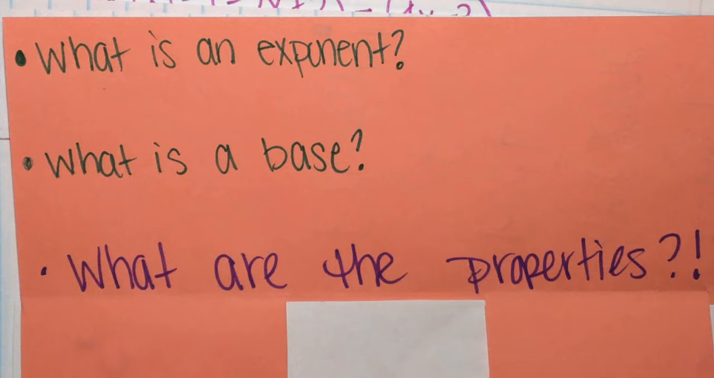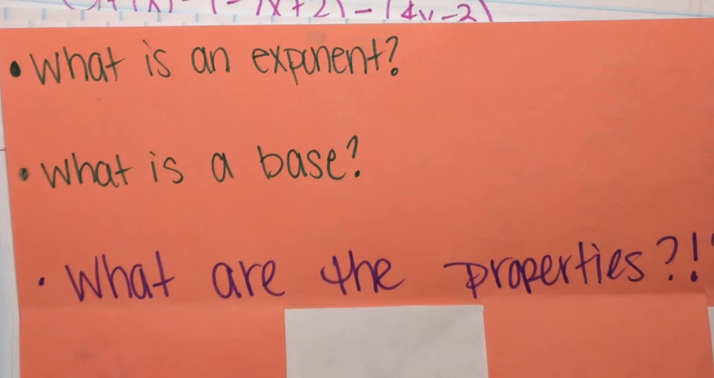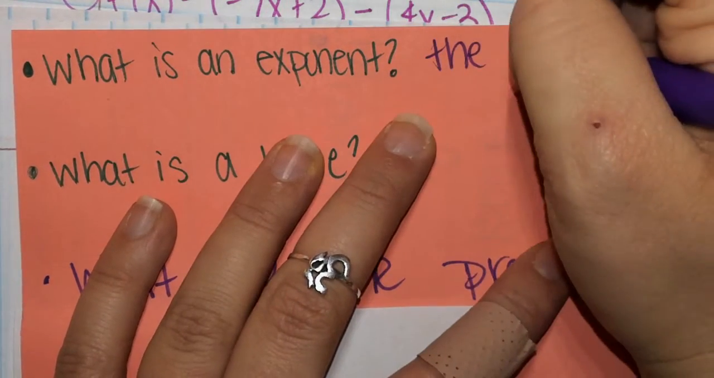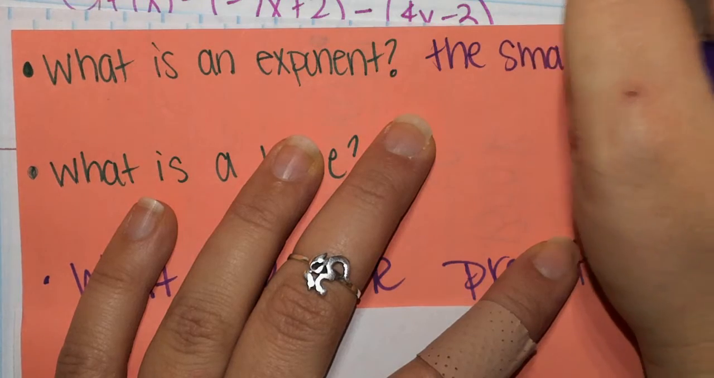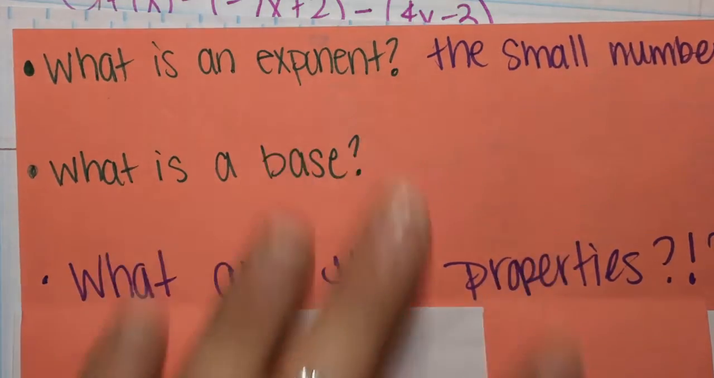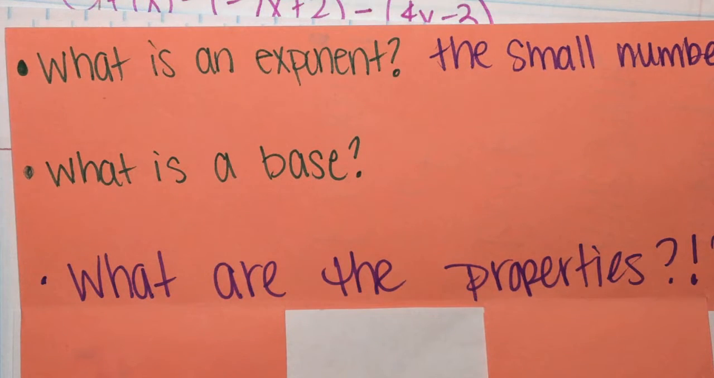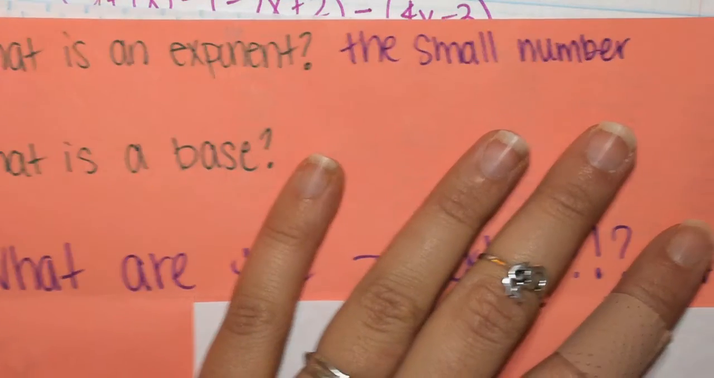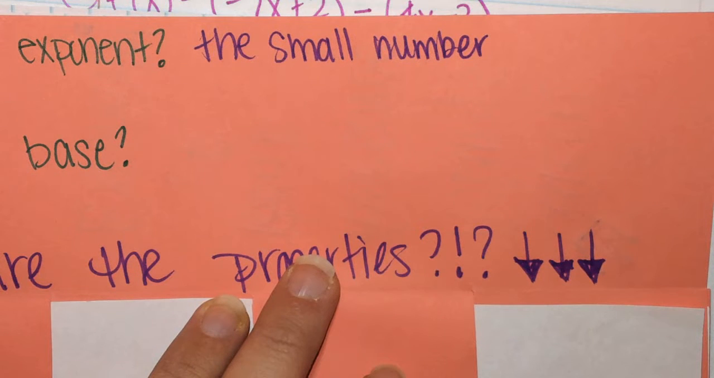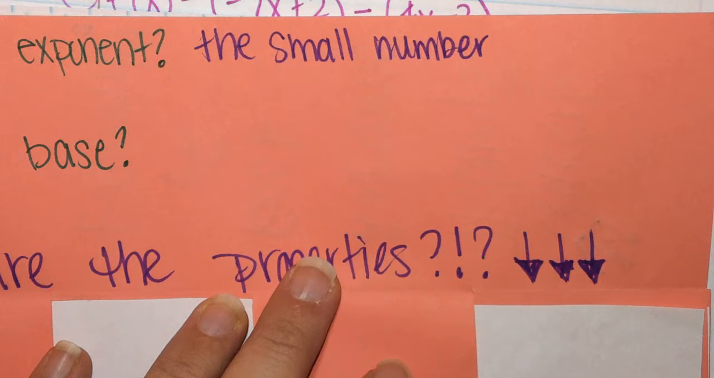Okay, so we just described what an exponent is, and it's the little number, right? Okay, so we're going to write that. It's the small number. Aviance, sweetie, we're writing.